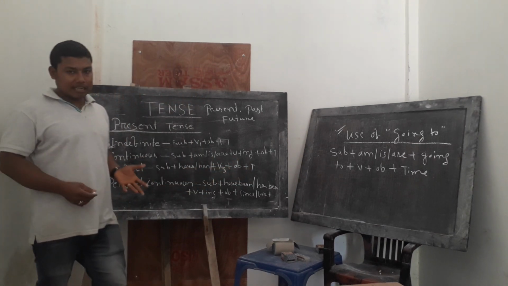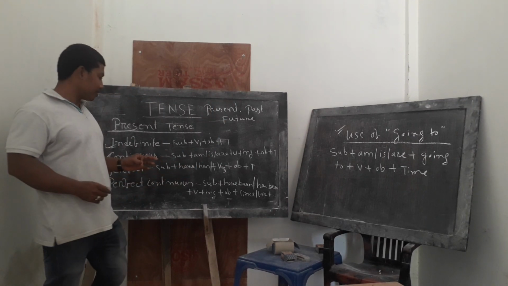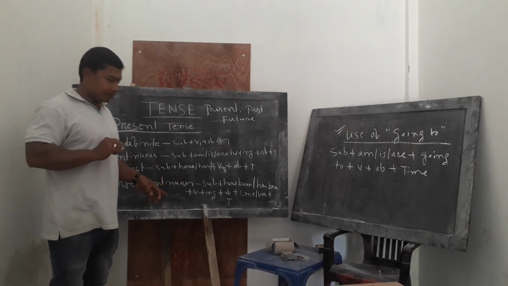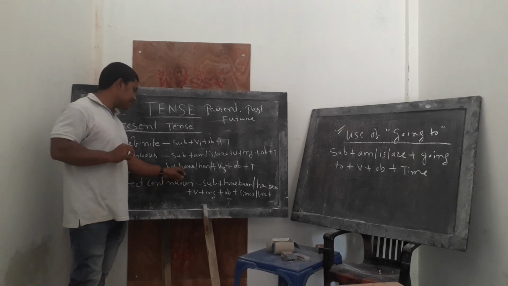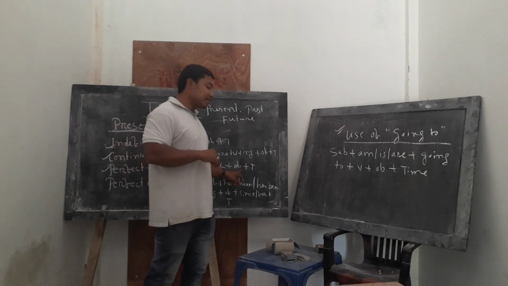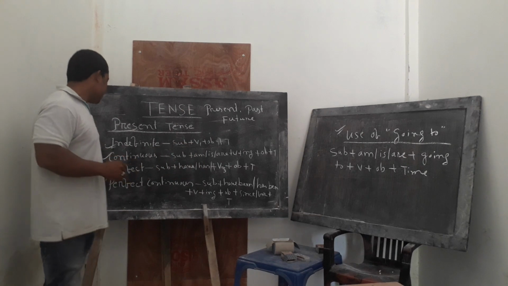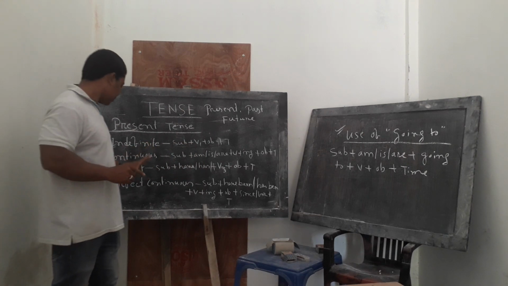Suppose we take another example: she has sung the song just now. She is the subject here, has is coming from the formula, then the verb sing, sang, sung, the third form of the verb, then the object, the song, and just now. Okay, these are the examples of present perfect tense.